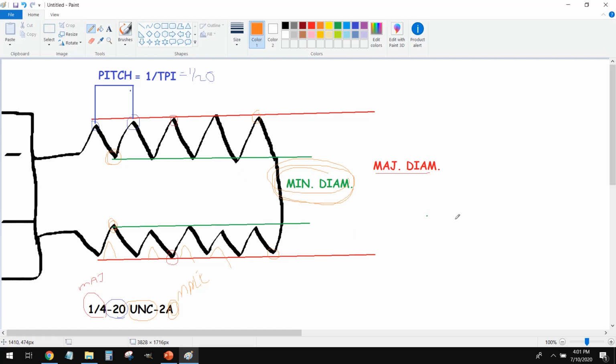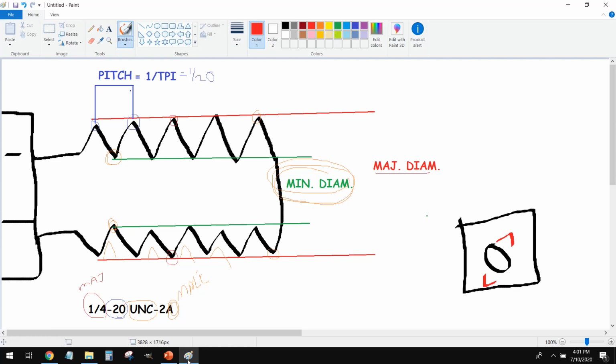When it comes to female threads, that's a little bit different. So what we're going to start with is a hole that is our minor diameter. And then what we're going to do is run through here what we call a tap. And that tap is going to cut those threads into that minor diameter. So when we model in SolidWorks, when we model male threads, we're going to model them at the major. When we model female threads, we're going to model them at the minor diameter.